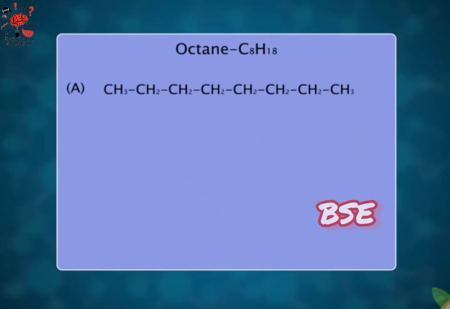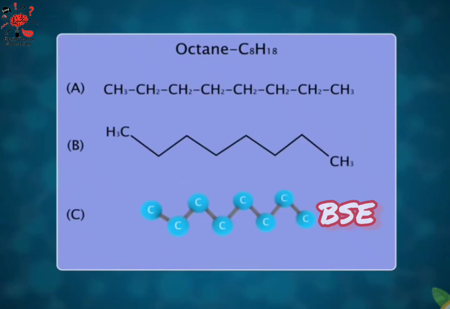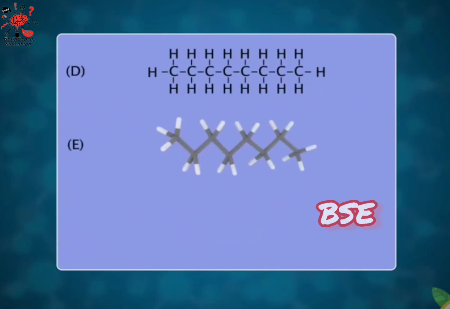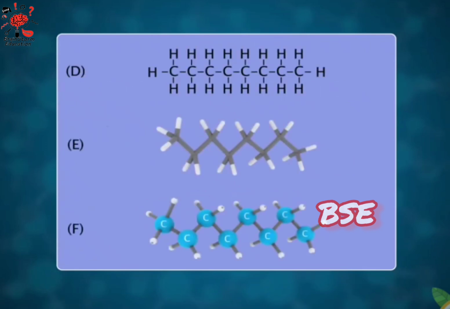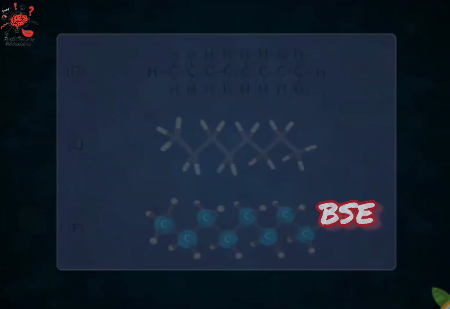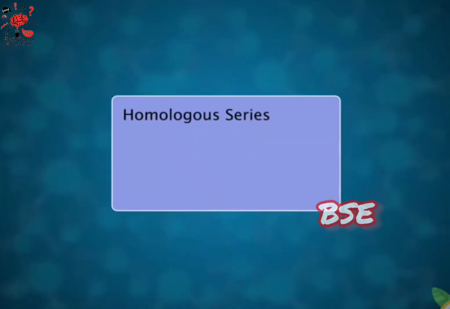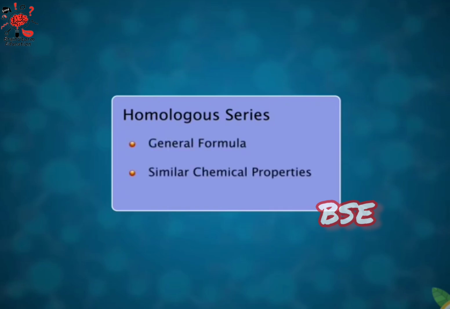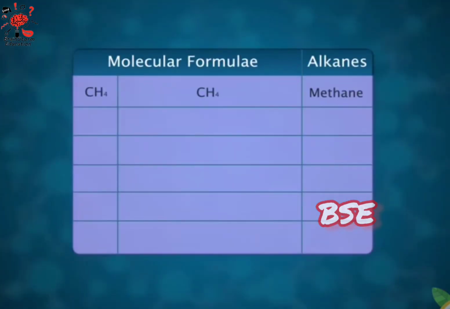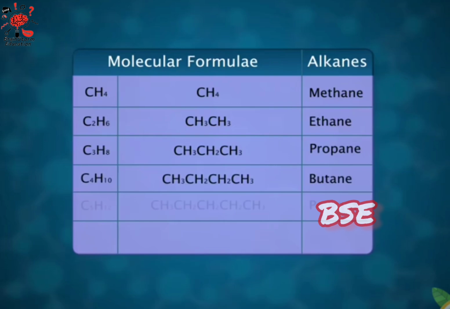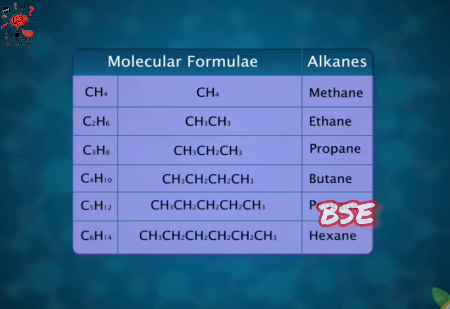The carbon chain in the molecule octane can be represented in many ways, as shown here. A homologous series is a family of organic compounds having the same general formula and similar chemical properties. Let's consider the homologous series of alkanes. What are the common properties of members of this series?